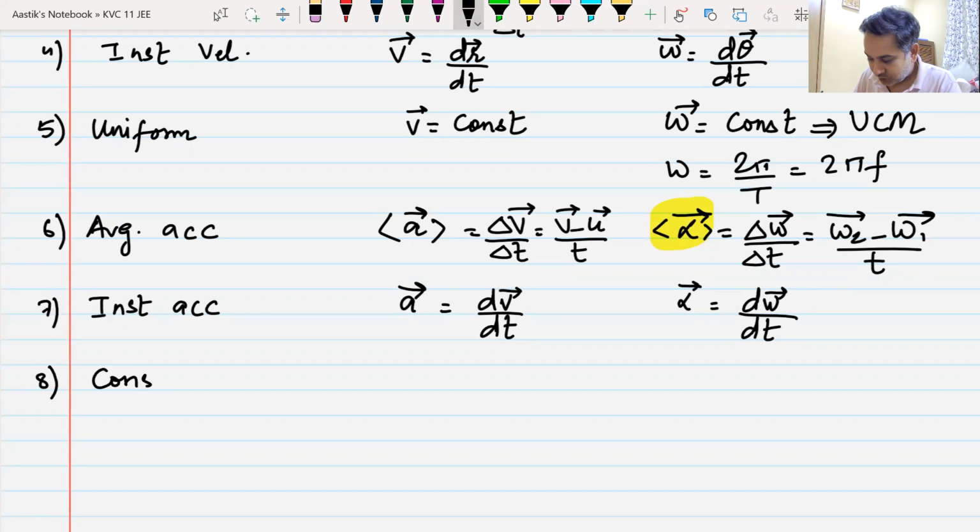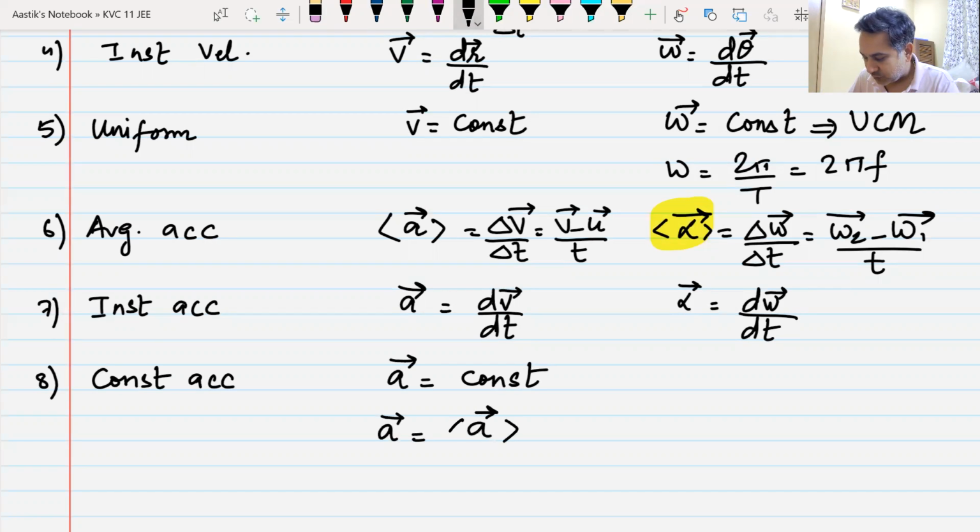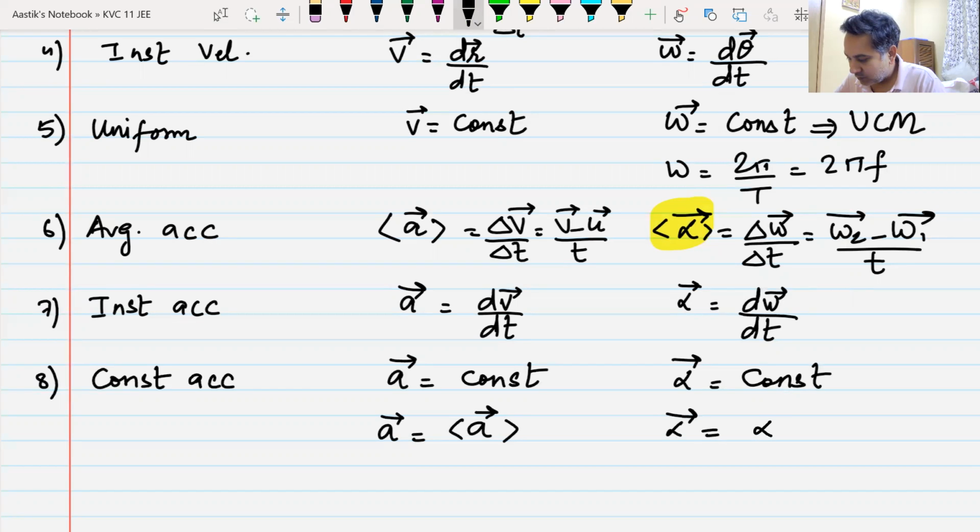Here we have talked about motion with constant acceleration. a is constant. Acceleration instantaneous value becomes equal to average value. Here alpha will be constant. Instantaneous alpha will be equal to average alpha. Do we understand all these terms? Okay. I hope you have written it till here, everyone.